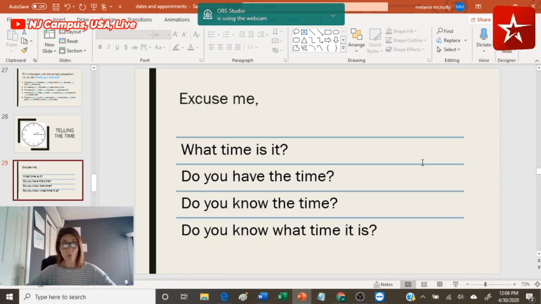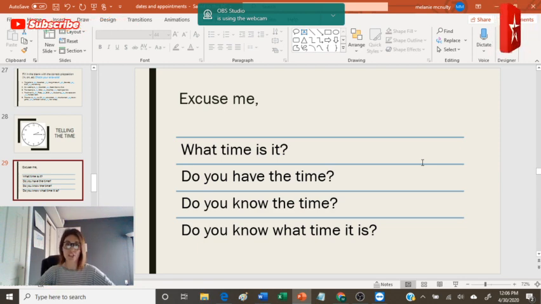These are just different variations of asking the same question. So we're just asking what time it is. These are just some different ways you might hear someone, or you might want to use them yourself. And remember, when you're asking someone a question, it's always polite to say excuse me first. Okay? So you can practice saying those out loud.